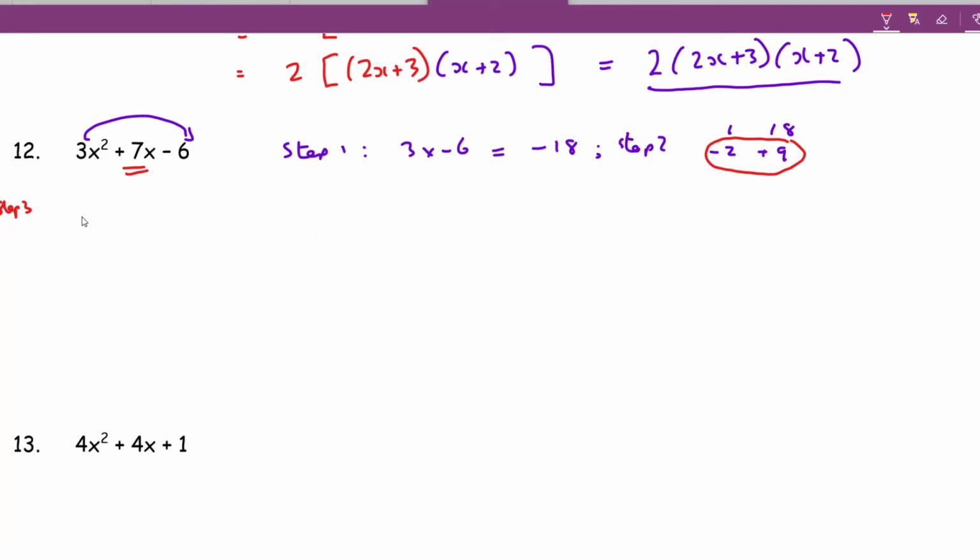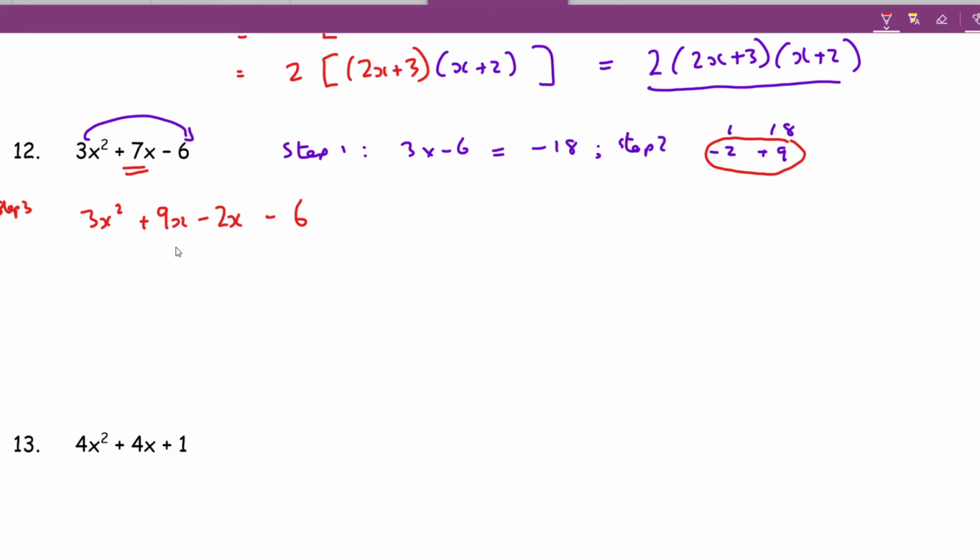So I'm now going to replace 7x. I've got 3x squared, and minus 6 will stay the same, but replace 7x by 9x minus 2x, because 9x minus 2x is going to end up with 7x. So that's got minus 6. I haven't done anything other than changing that for that. I haven't changed the question, because that is still simplified to be 3x squared plus 7x minus 6.